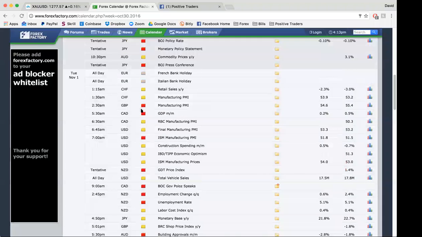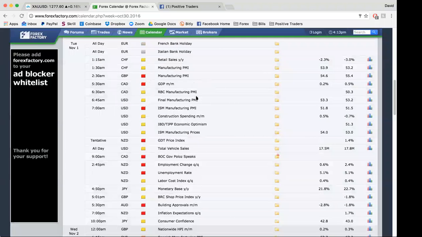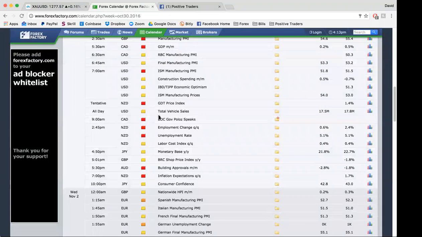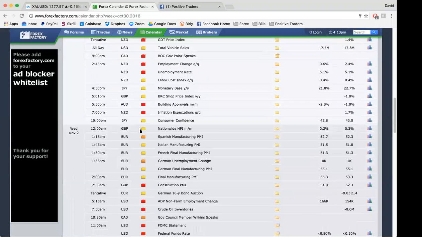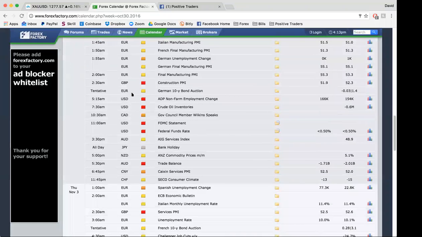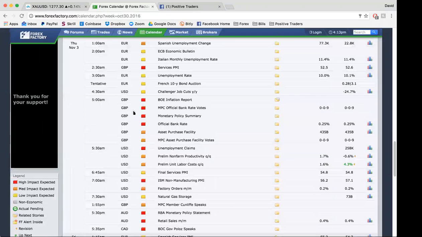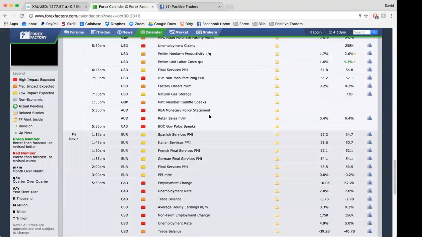Tuesday, scattered PMI news for the pound, GDP for CAD, employment and unemployment reports for New Zealand dollar. So guys, all week long, there's lots of news towards the end of the week, especially going into Thursday. There's more central bank rates, right? So this entire week is just central bank reports all week. And if you guys didn't notice, they're all forecasted to stay the same.